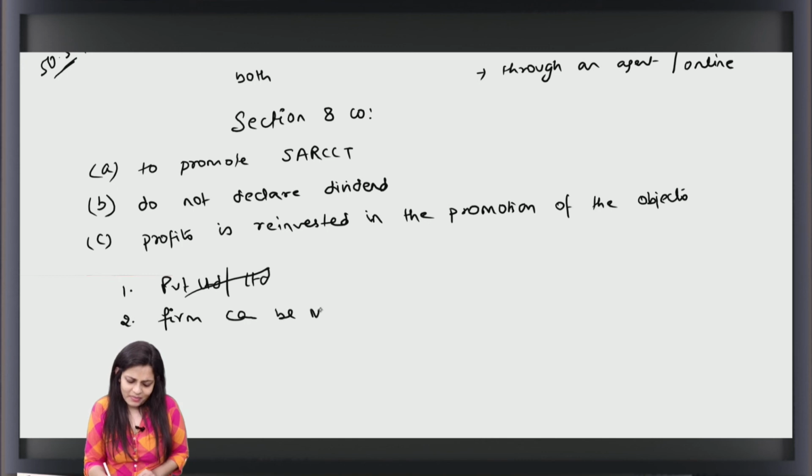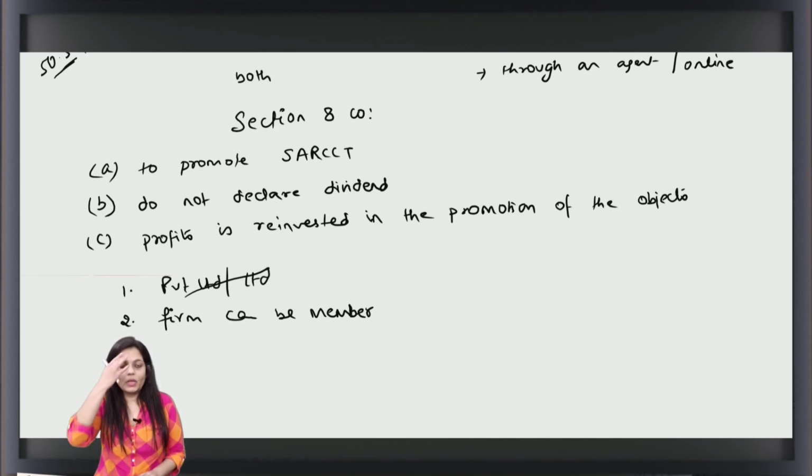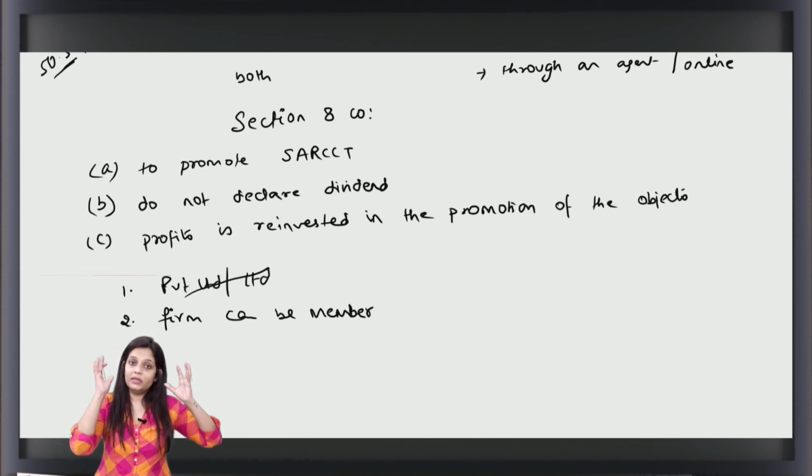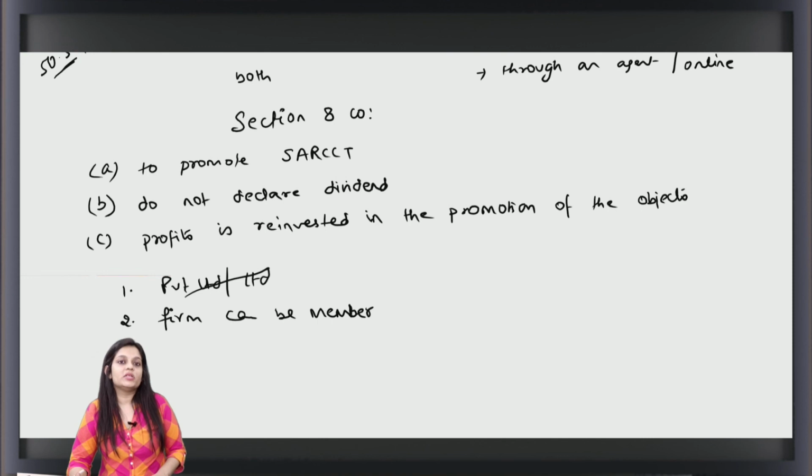Can a firm be a member in any company? No. Let us say ABC and Company is a partnership firm with A, B and C as partners. ABC and Company wants to purchase shares of Reliance. Can they do so? No. It has no legal existence. So the firm cannot do it, but the partners A, B and C can become joint holders of the shares.